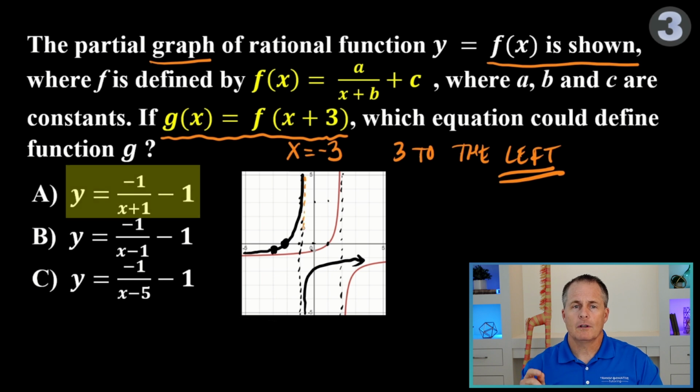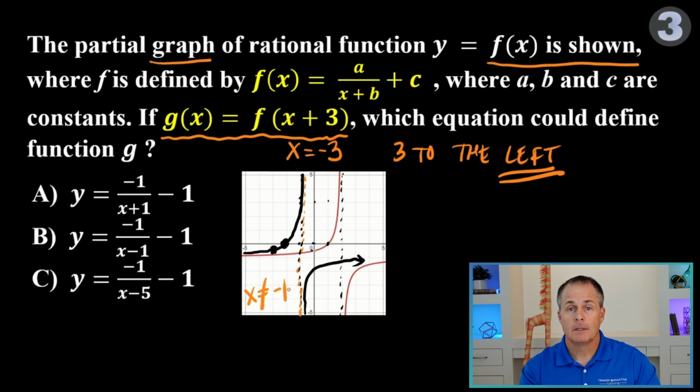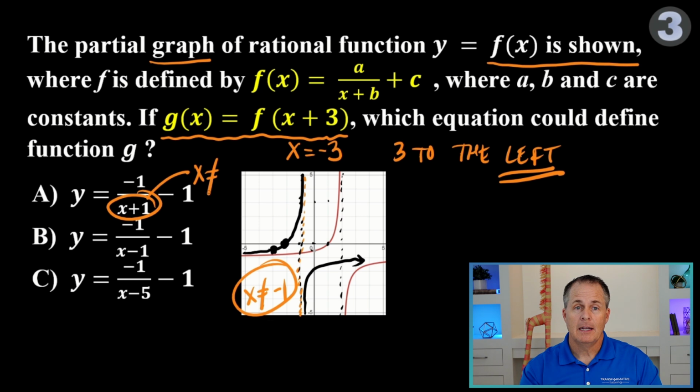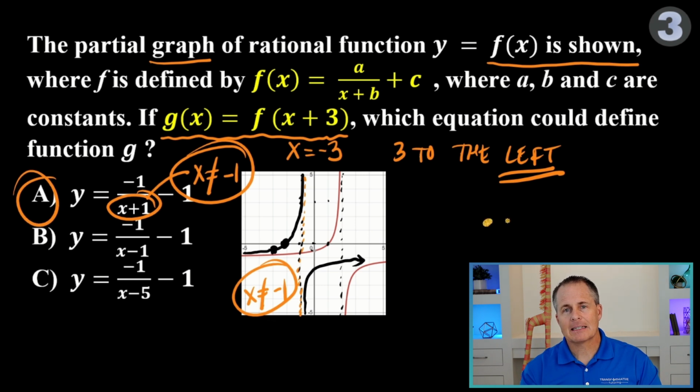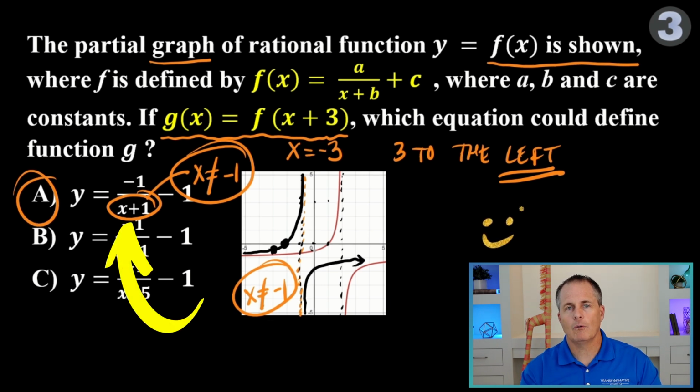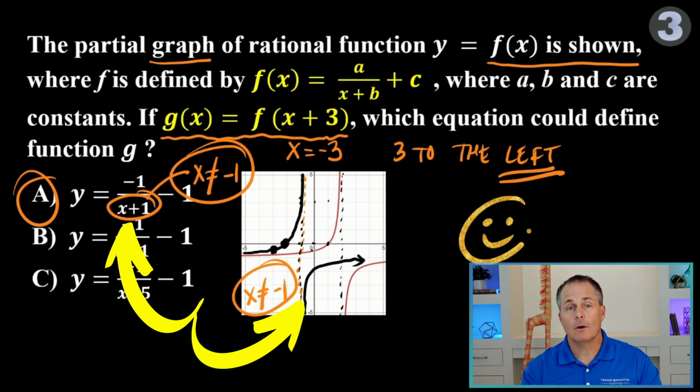So, if you look at the first answer, do you know what x cannot equal? -1. That is because -1 would make the bottom 0, and that's not allowed. So A is the right answer because x cannot equal -1 in that denominator. And the graph also has a vertical asymptote at x equals -1.